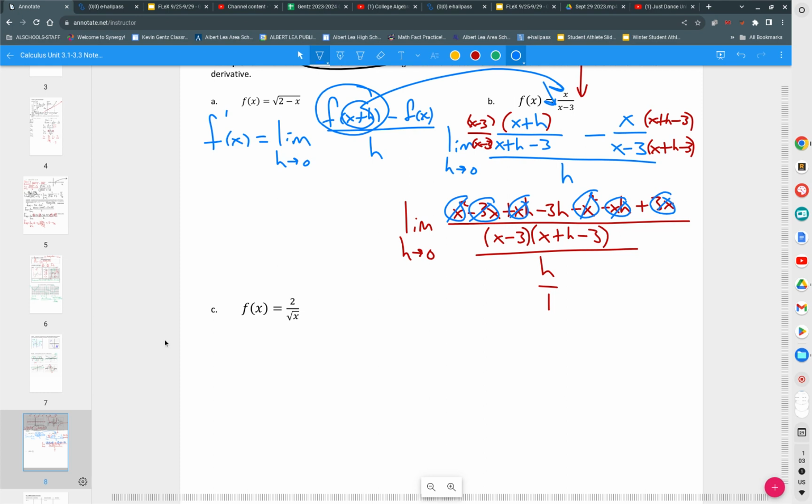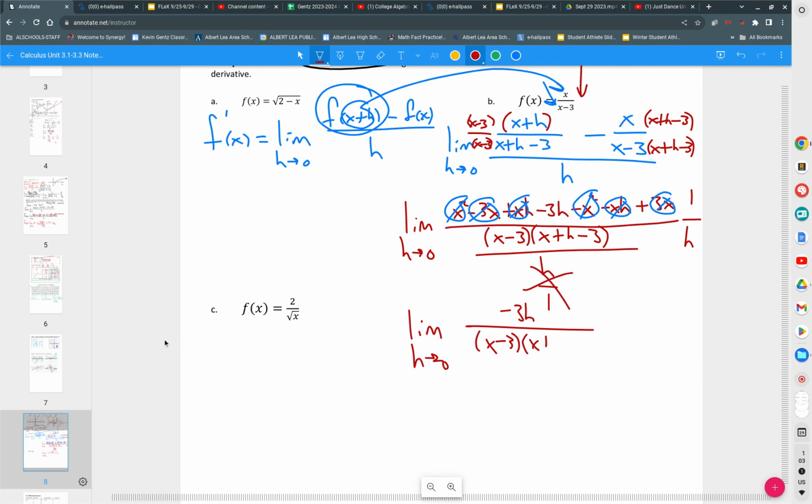Follow here, because I want to save you time. Here's a nice little trick you can do at this point. I'm dividing by what? By h, right? So I should multiply by the reciprocal. If you multiply by the reciprocal, see how all that does is bring an h into the denominator? So I now have the limit as h goes to 0 of negative 3h over x minus 3 times x plus h minus 3.